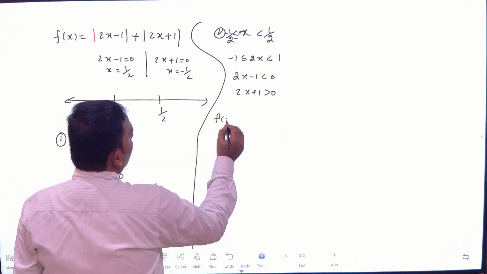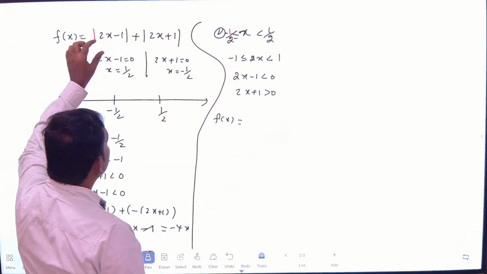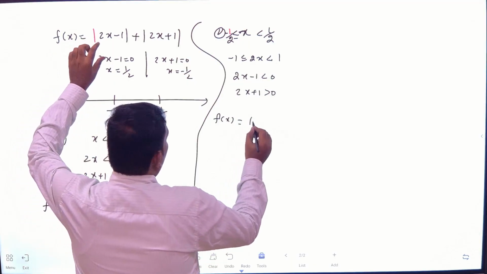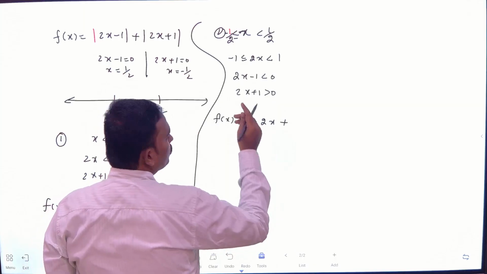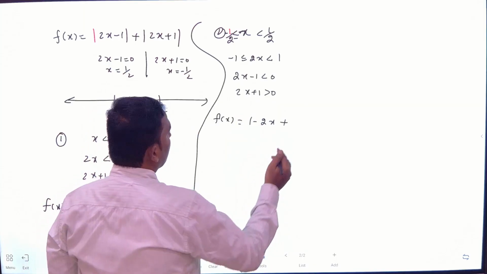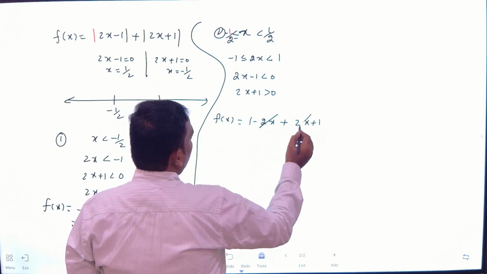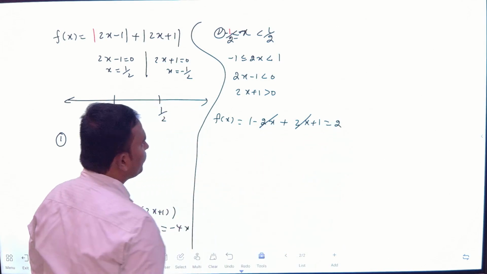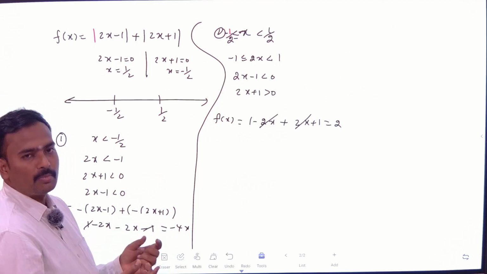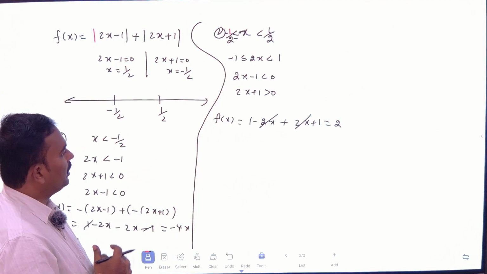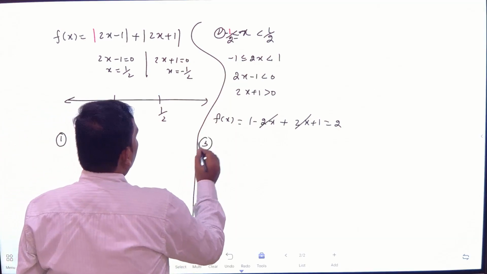Then how to define f of x? 2x minus 1 is negative, so you can write minus of (2x minus 1), that is 1 minus 2x, right? Plus, 2x plus 1 is positive, so mod 2x plus 1 is the same, that is 2x plus 1, right? So minus 2x plus 2x cancel, and you will get 2. So when x is from minus 1 by 2 to 1 by 2, f of x is defined by 2. Okay.